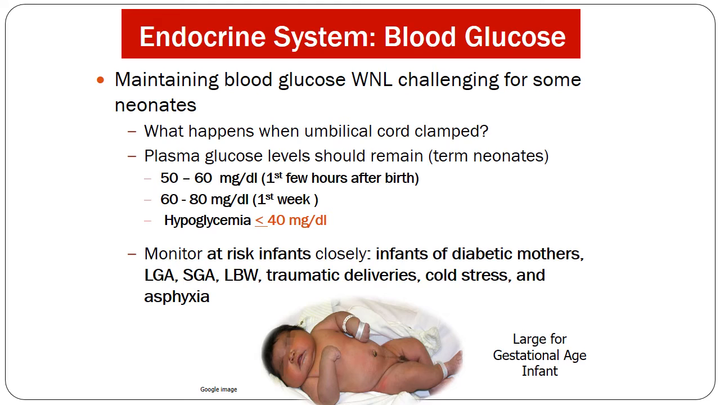Some babies are more at risk for having low blood sugars, and those are infants of diabetic mothers, and we've gone over that in that module. Large for gestational age babies, or small for gestational age babies, or low birth weight babies. Well, think about our SGAs and our low birth weights, they have less brown fat and less reserve. Babies with traumatic deliveries, we've used up a lot of resources just being born. Cold stress and asphyxia. Again, that warm, sweet, and pink little cycle go together. And here's a nice picture of a large for gestational age baby, who I like to call the Michelin Man baby.